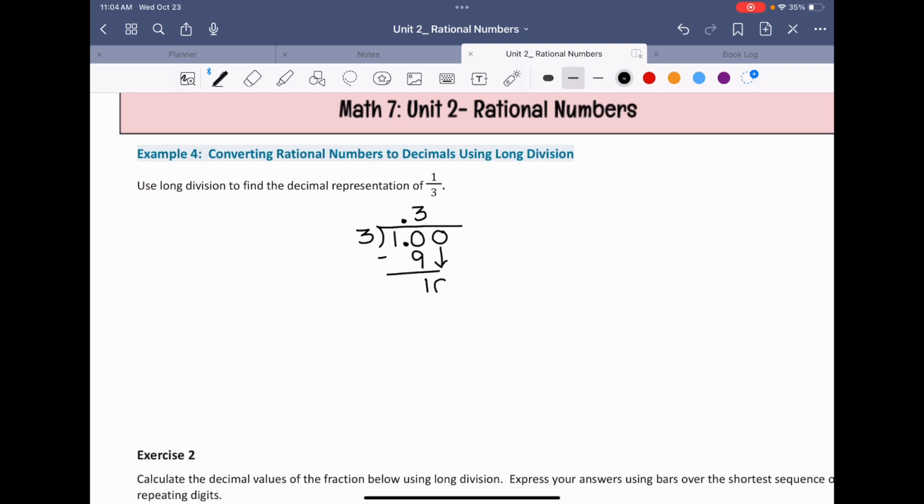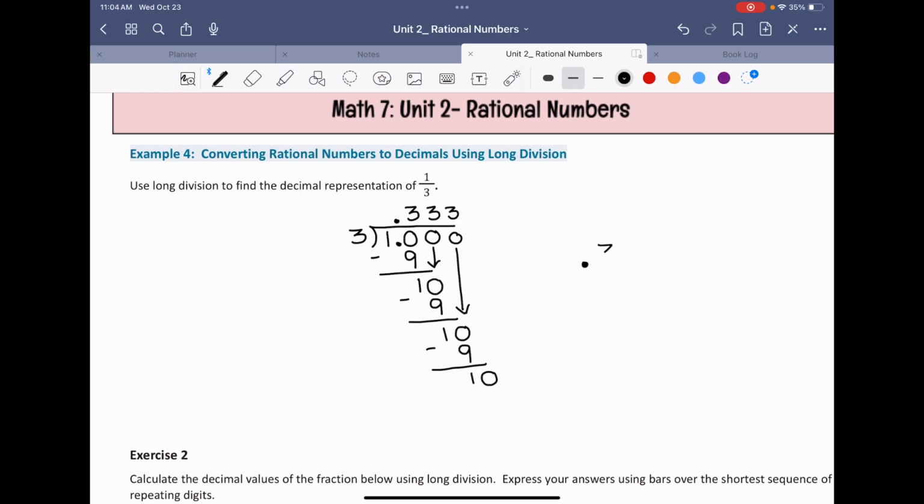Bring it down. 10. Well, 3 goes into 10 3 times. 3 times 3 is 9. So what's going to happen is I'm going to keep getting the same remainder every time I go. I'm going to keep having to figure out how many times 3 goes into 10, and I'm going to keep getting the same value. When that happens, that's when I know I have a repeating decimal.